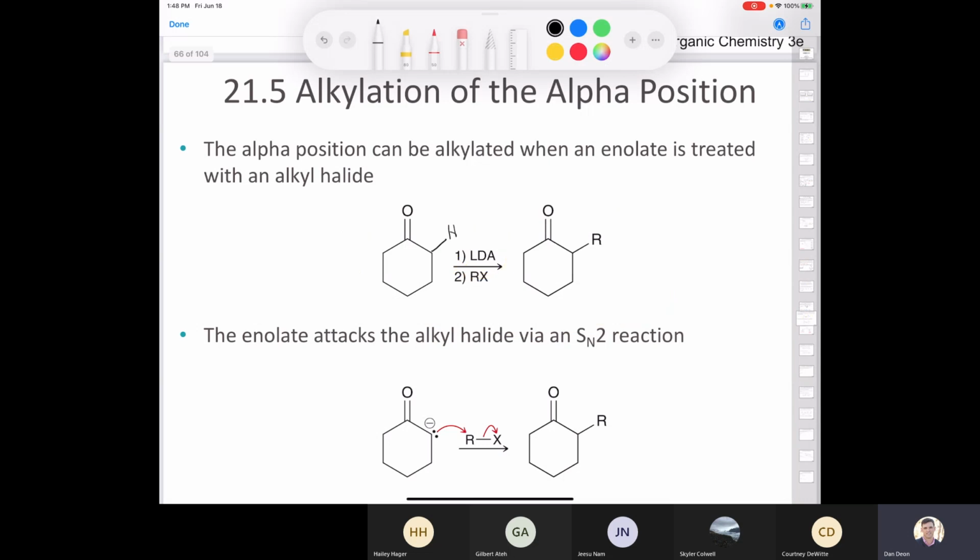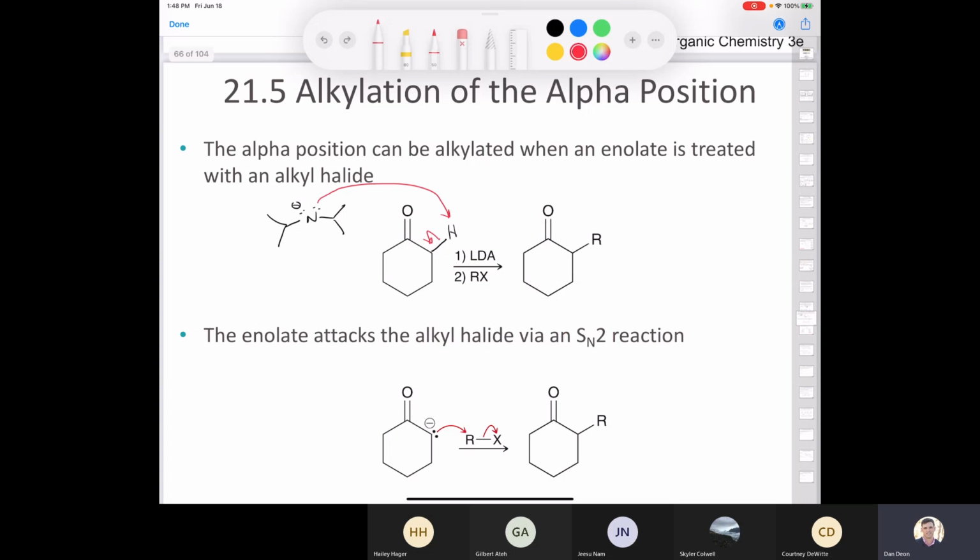I've got alpha protons here, so I could draw my LDA molecule. Try to draw as quickly as I can here. So there's LDA. I left off the lithium, but whatever. Anyhow, you'd pull that off, and you'd end up with what? You'd end up with this enolate. And then the enolate is going to attack your alkyl halide in an SN2 reaction.